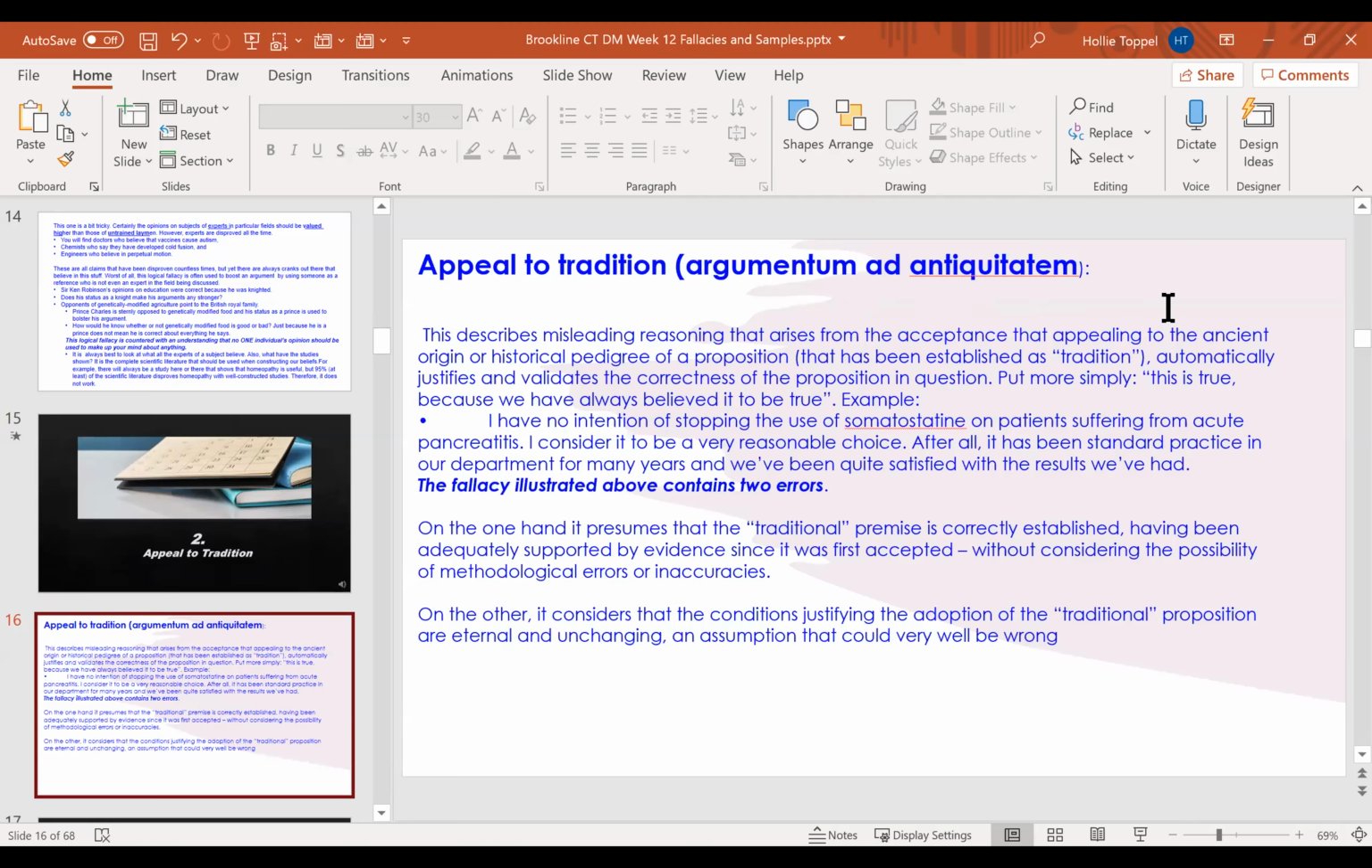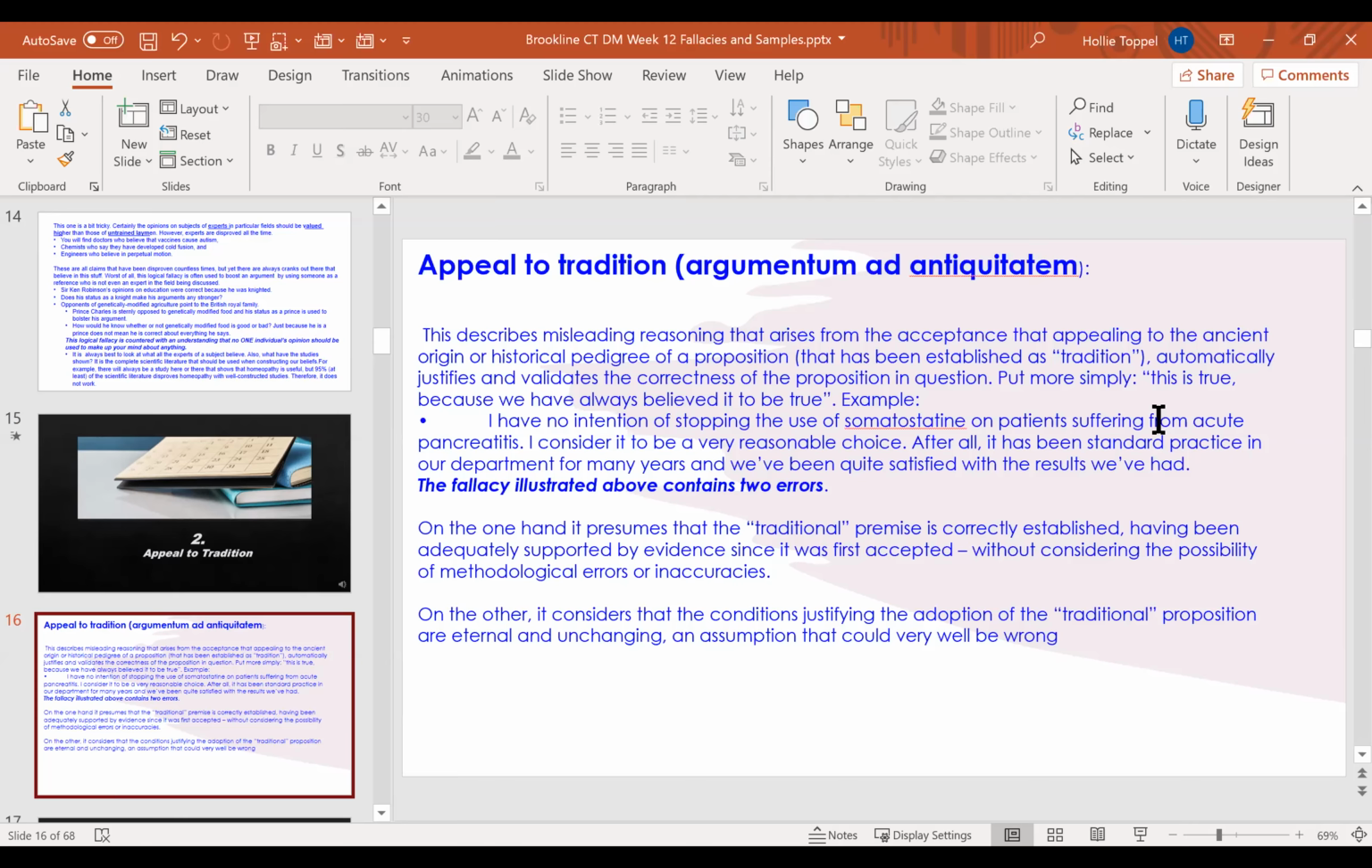So the doctor here says, I have no intention of stopping the use, and maybe some of you know what this word does, of somatostatin on patients suffering acute pancreatitis. I considered it a reasonable choice. After all, it's been the standard practice for many years, and we've been quite satisfied with the results. So the only reason this doctor is saying that he's going to continue the use of somatostatin is because it's worked in the past.